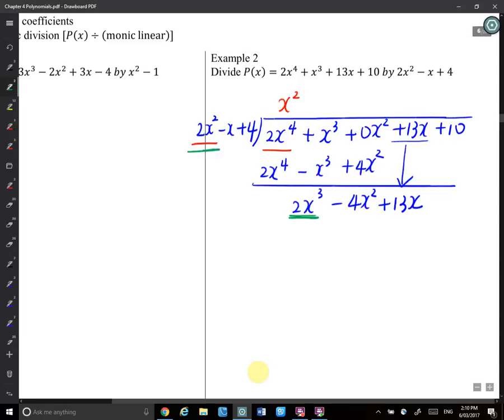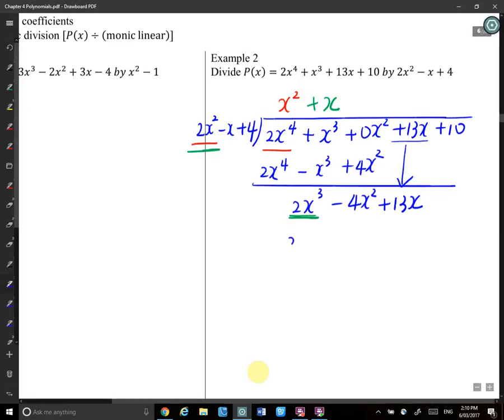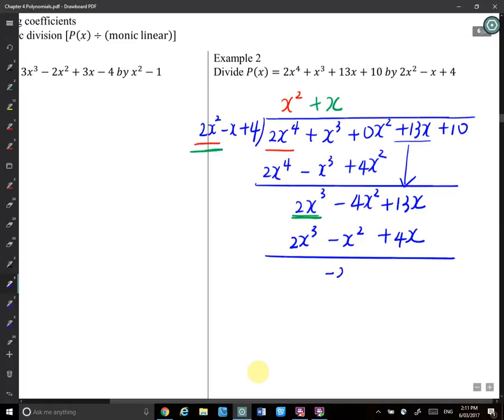You use the first term to divide by the first term here. So you will have a plus x. And you multiply the plus x with the divisor. So it's 2x to the power of 3 minus x to the power of 2 plus 4x. So the first term must go, the middle one, minus 4x squared, subtract negative x squared. So it's a plus x squared. You have minus 3x squared, and then 13 minus 4, you have 9x. And then you have the plus 10.